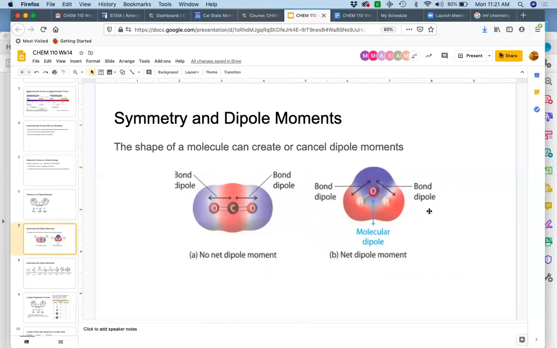Whereas if I think about water and the fact that I have two dipoles, but in this case they don't cancel out, they add together, then this is a molecule that has a molecular dipole moment, and so it is going to be polar because there is that uneven distribution of electrons. So essentially, anytime a molecule has a net dipole, it's going to be polar.